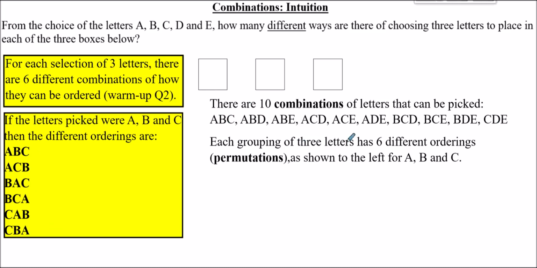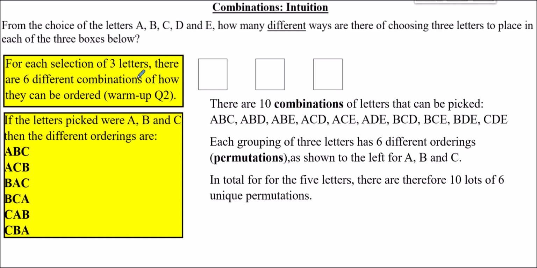So because each of these groupings has 6 different orderings, the orderings are called permutations. So when we're interested in the different orderings, they're called permutations. When we're not interested in the order, but just which ones have been picked, that's combinations. So what this is saying is, in total, for the 5 letters, A, B, C, D and E, there are 10 lots of 6 unique permutations.